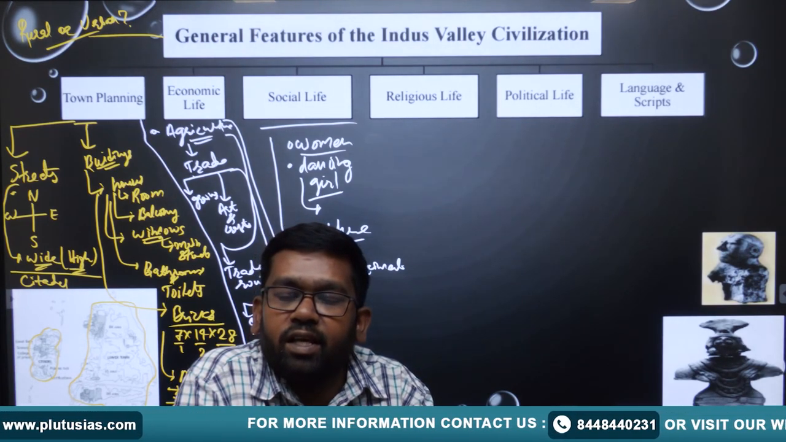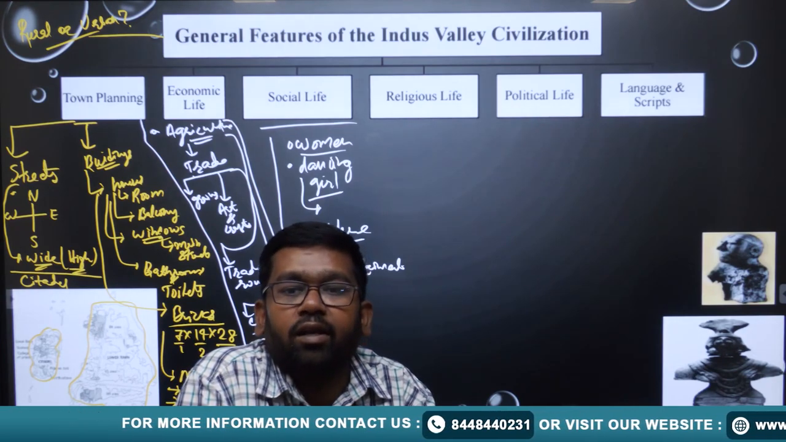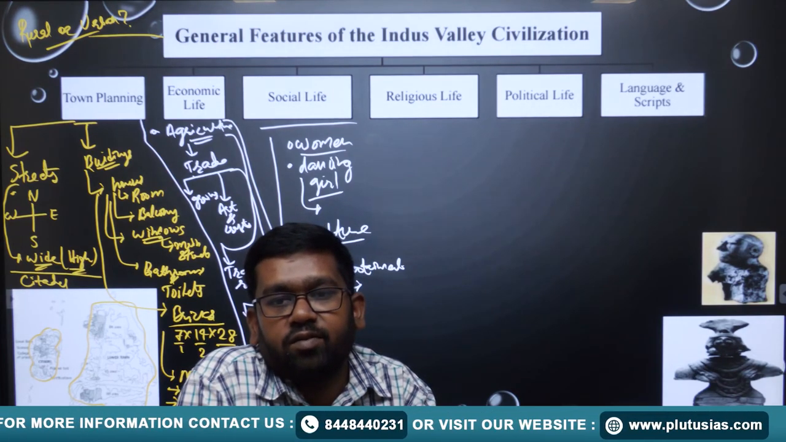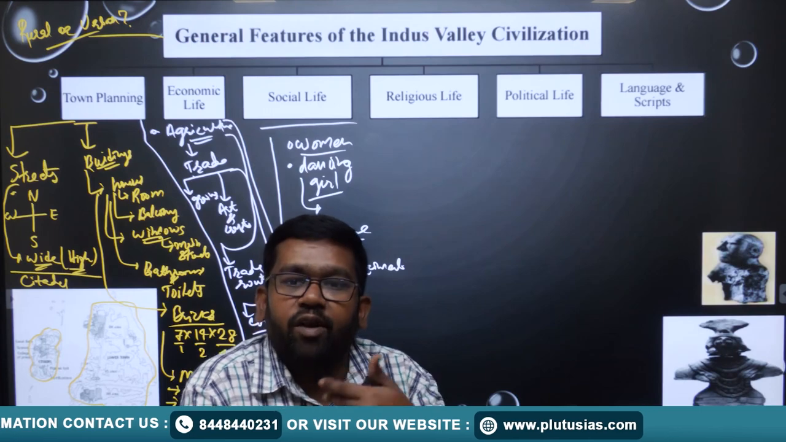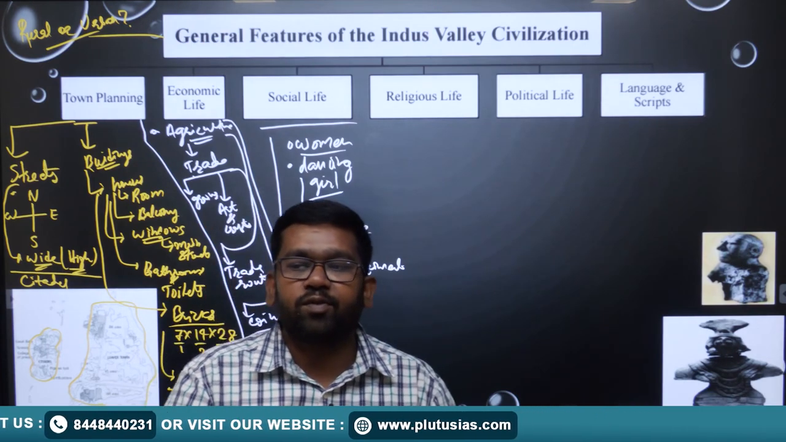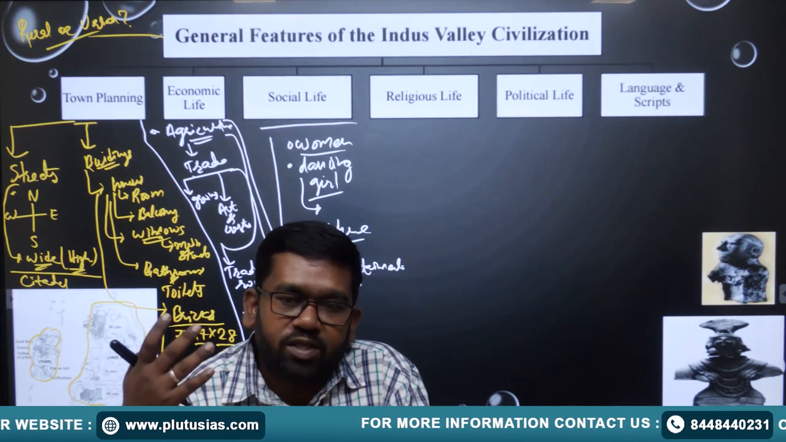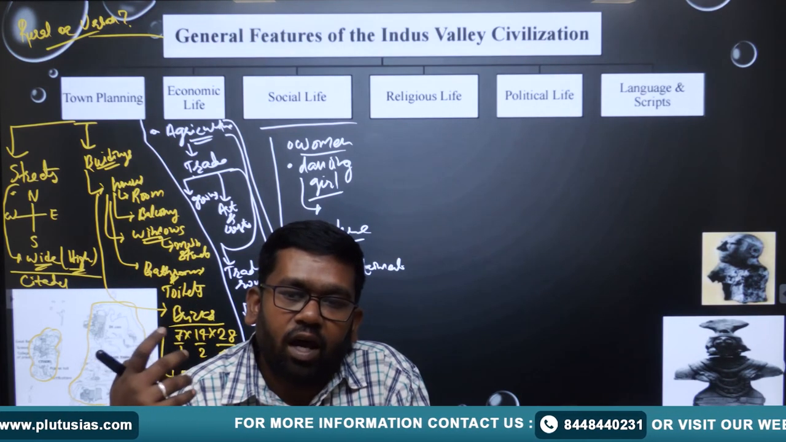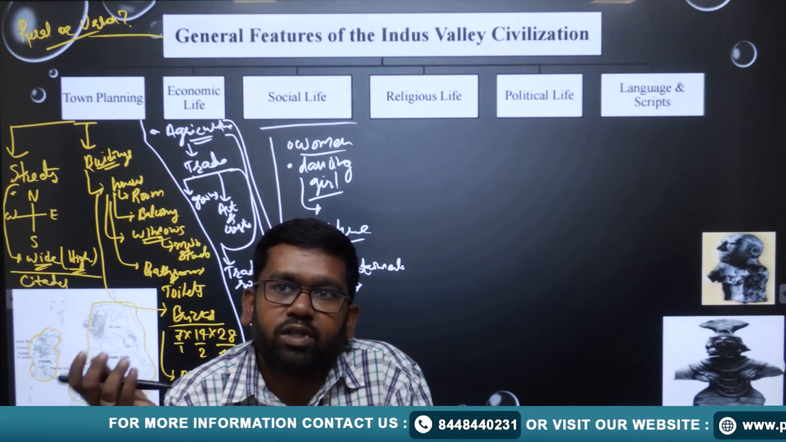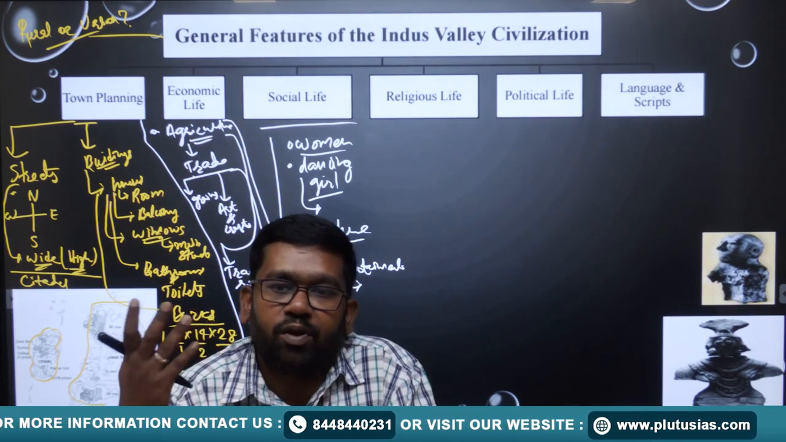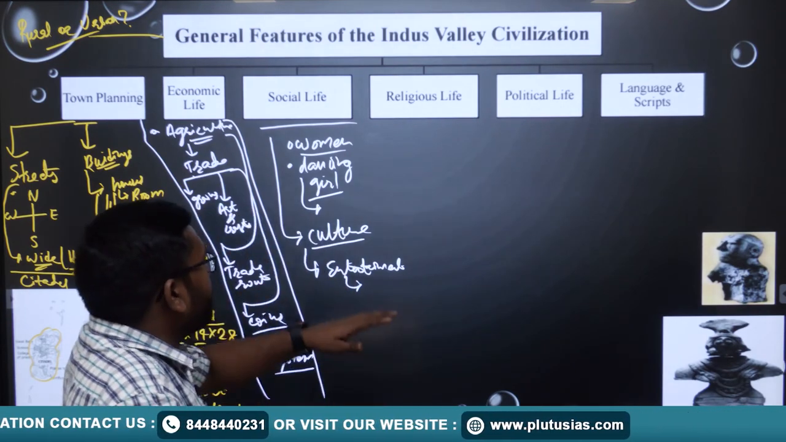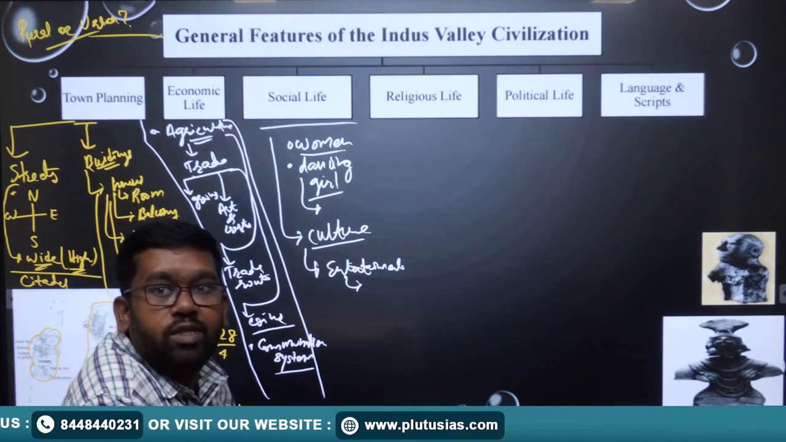Apart from this, both male and female of the Indus Valley civilization were fond of jewelry. So we have found many evidences that the jewelry was made of precious stones, silver and gold, plus bronze. So these are the metals which were used for making jewelry at the time. So their social life status was also very good.